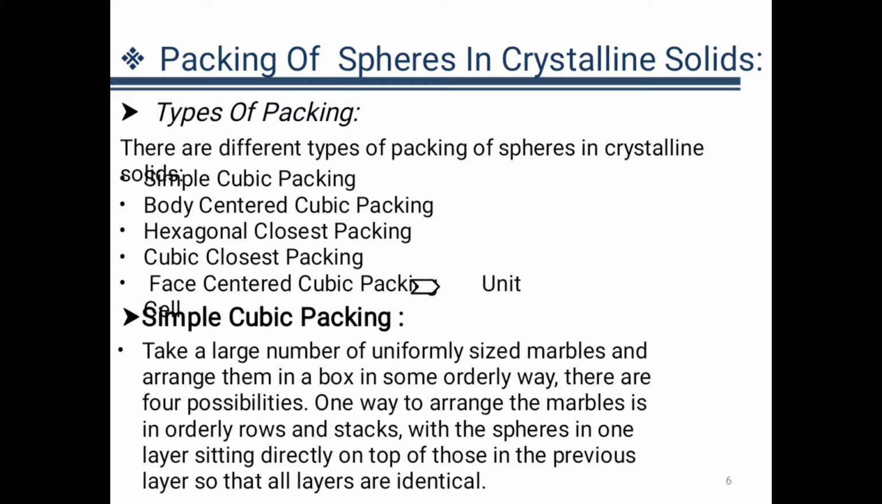Types of packing include simple cubic packing, body center cubic packing, hexagonal closest packing, cubic closest packing, and face center cubic packing, in which there is a unit cell. So simple cubic packing first. Take a large number of uniformly sized marbles and arrange them in a box in some orderly way. There are four possibilities. One way is to arrange the marbles in orderly rows and stacks, with the spheres in one layer sitting directly on top of those in the previous layer so that all layers are identical.